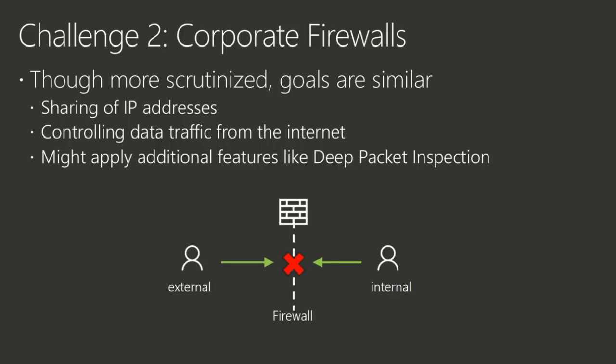The goals are similar, it's just much, much stronger security. Also, internally we are sharing IP addresses, so you have fewer public IP addresses than you have internally. You want to control the traffic that is coming. You just don't want to allow random traffic. And there might be additional features like deep packet inspection and proxies, which will prevent these two users from having a connection directly to each other.